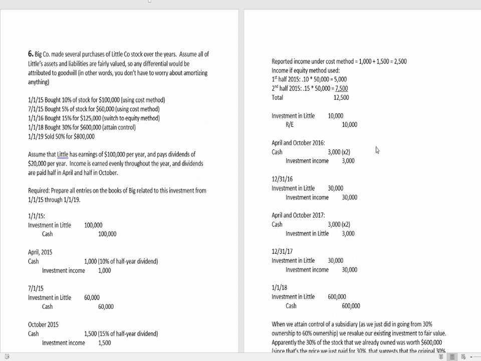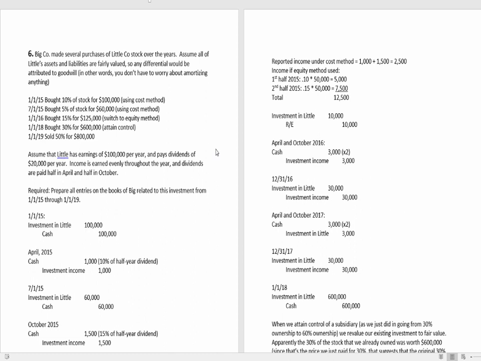Okay, let's go ahead and go through the solution to question 6 for the midterm review. This is the change from the cost method to the equity method to control. So a big company made several purchases of little company stock over the years. Assume all of Little's assets and liabilities are fairly valued, so any differential would be attributed to goodwill. In other words, you don't have to worry about amortizing anything.